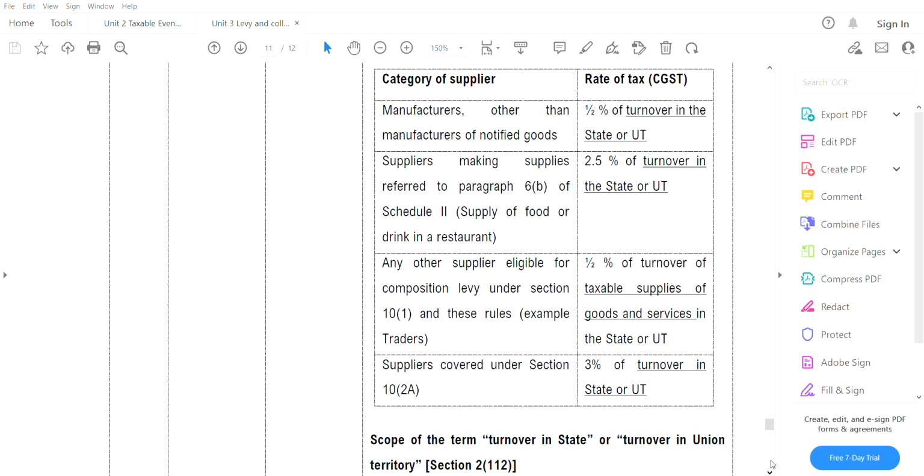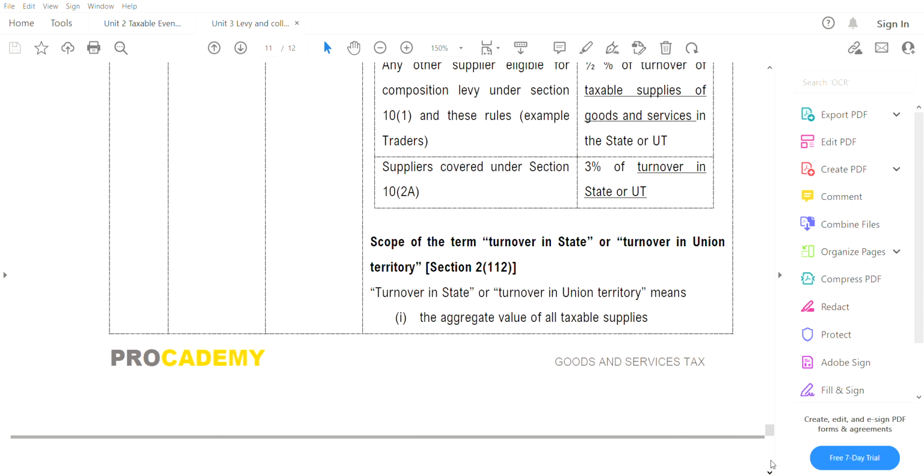IGST concept varave varadu in composition scheme. There was one book where they were given as IGST, 6% IGST for this one. IGST varave varadu for section 10, please remember.